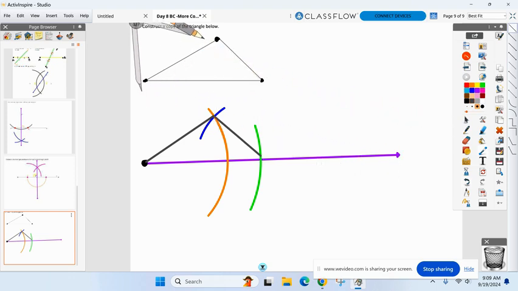I know your compass wiggles a little bit. All right, it moves. I get it. So you might not be perfect, but you should be pretty much in the ballpark with those lengths.